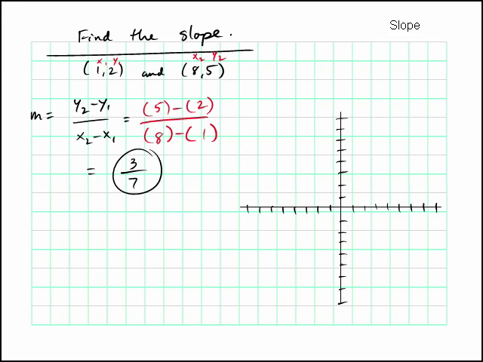Okay. 1 comma 2 is right here. 8 comma 5 is right about there. It's an estimate. Our line looks something like this.